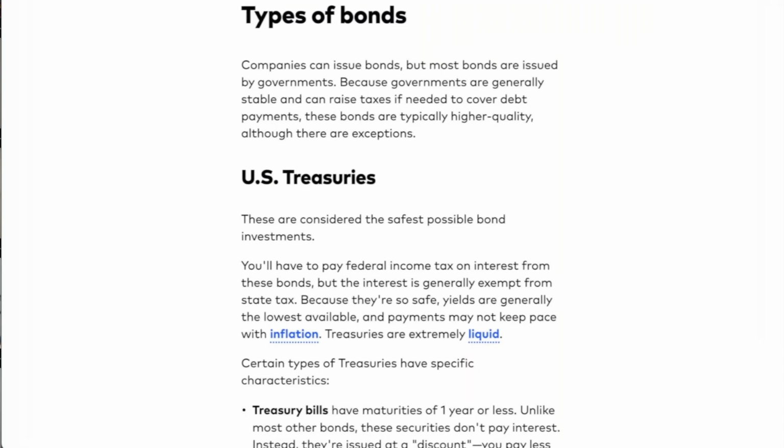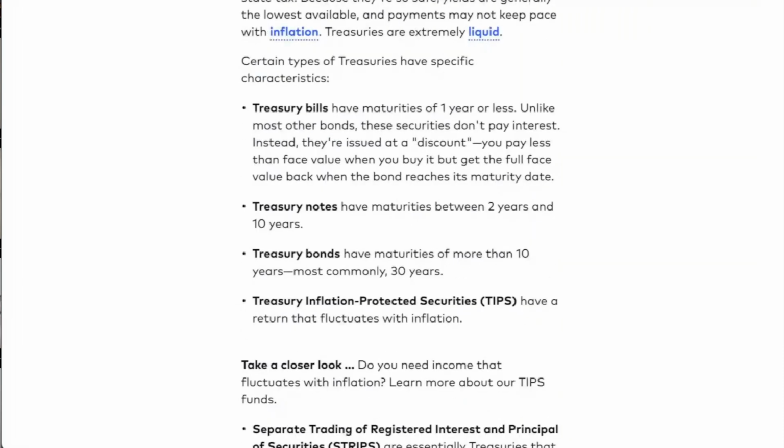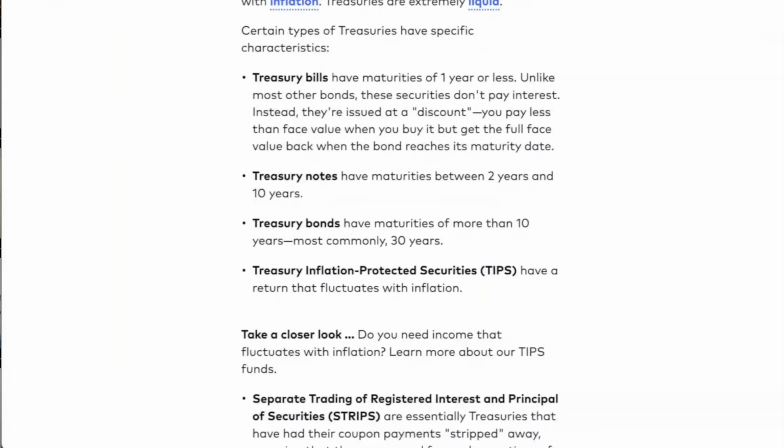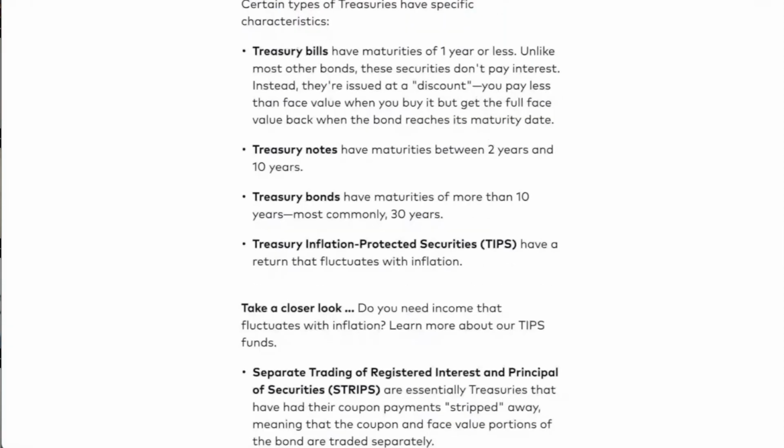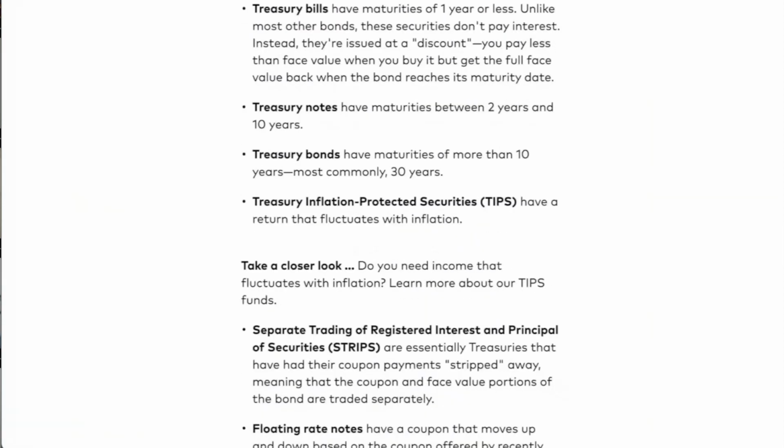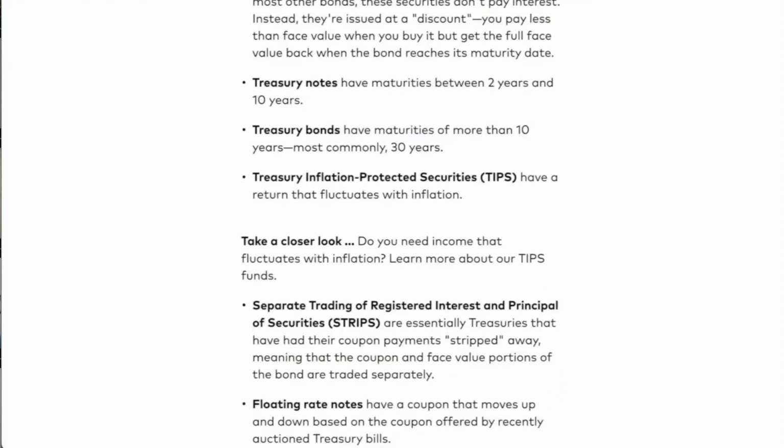Right? So you've got these different types of bills. Treasury bills have maturities of 1 year or less. Treasury notes have maturities of 2 years and 10 years. Treasury bonds have maturities of more than 10 years. Most commonly it's 30 years. Okay, and then you've got what's called TIPS, Treasury Inflation-Protected Securities. So that means if you buy this, if inflation goes up, then your coupon is going to go up. Your interest rate is going to go up, right?